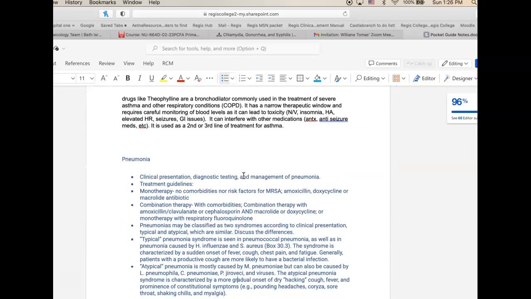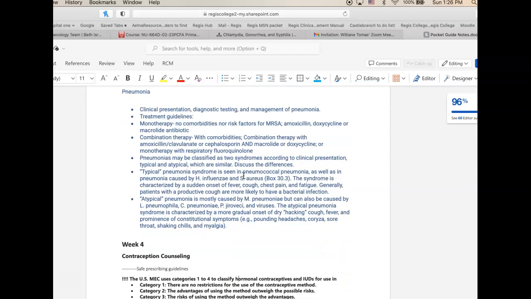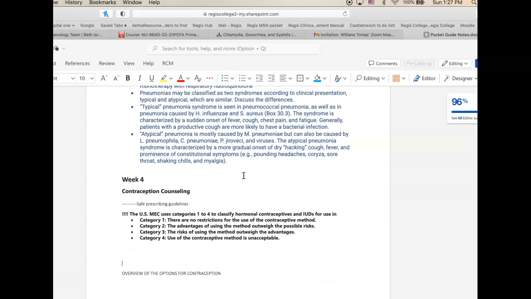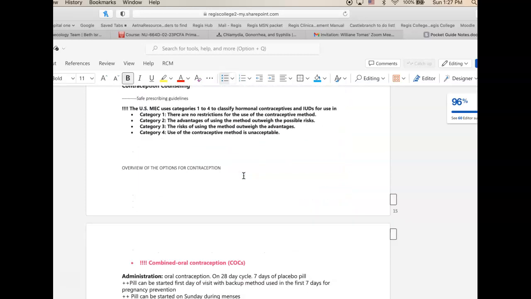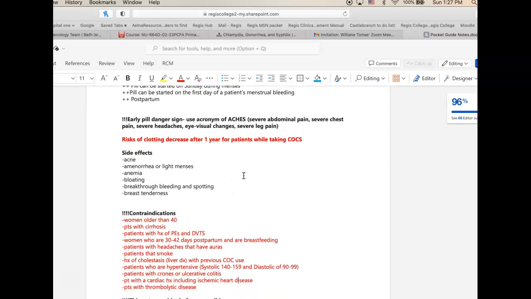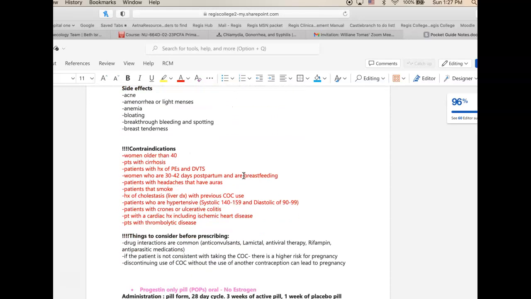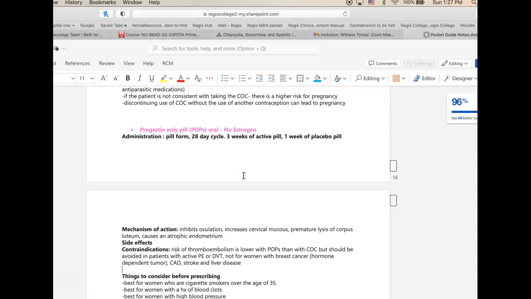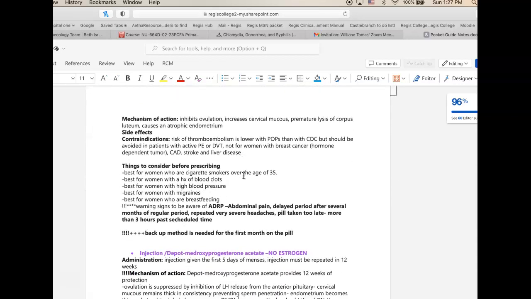And then we move on to pneumonia, clinical presentations, treatment guidelines, atypical versus typical. That's just for the community-acquired pneumonia. And then we moved on to the contraceptive counseling. This one I put in thorough review, including the U.S. MEC guidelines for identifying hormonal contraceptive and IUD use. So I went through every single type of contraceptive available, the indications, contraindications, things to consider before prescribing.